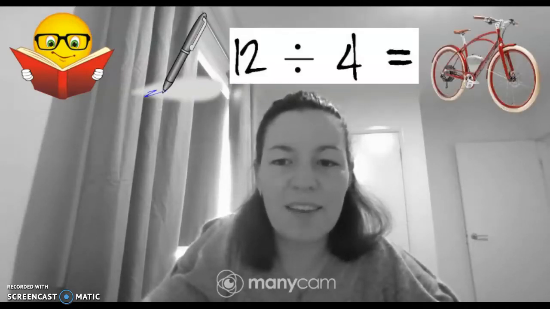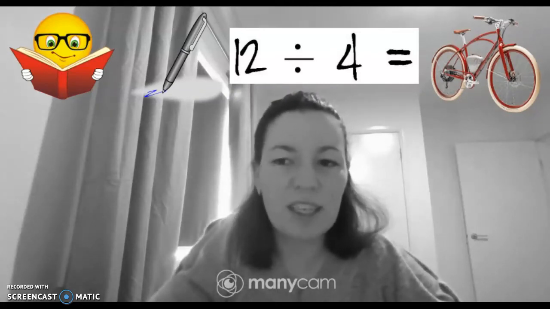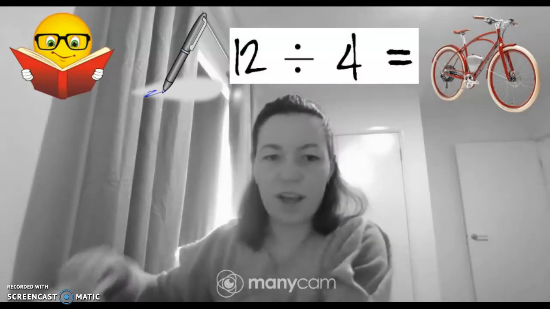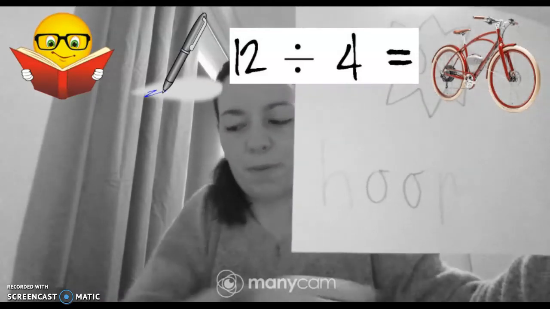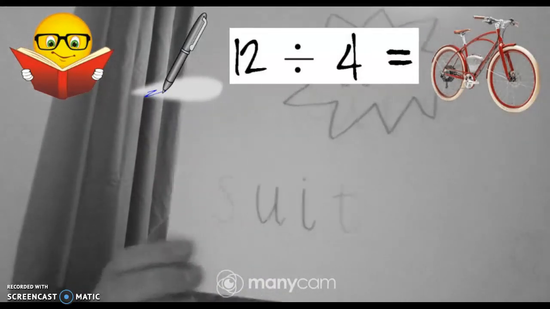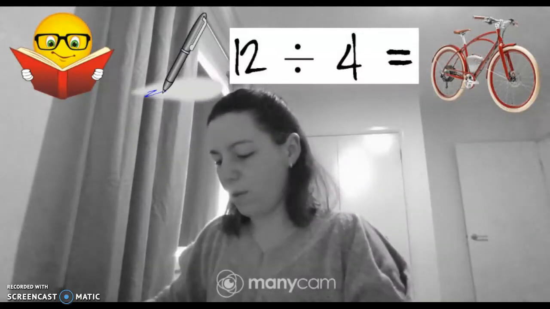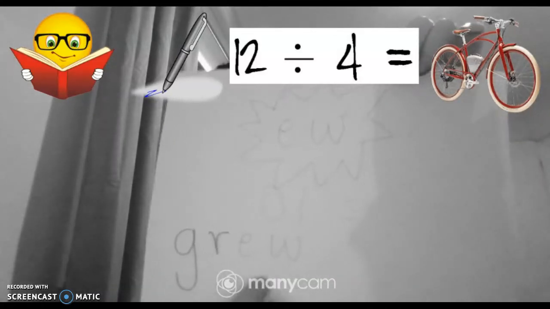Today for your learning you have reading, writing, numeracy and PE. For reading today you continue to learn about the OO sound, but don't get tricked, there's more than one way to represent the OO sound. It can be OO, like in the word hoop. H-O-O-P, hoop. It can be UI, like in the word suit. S-U-I-T, suit. Or it can be EW, like in the word grew. Grew, grew.